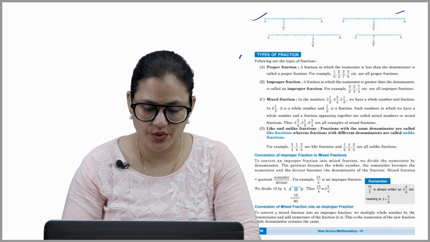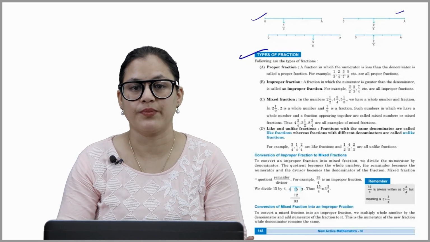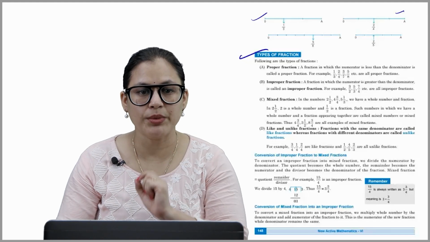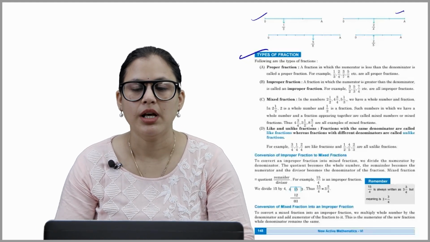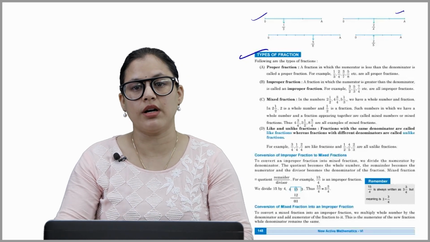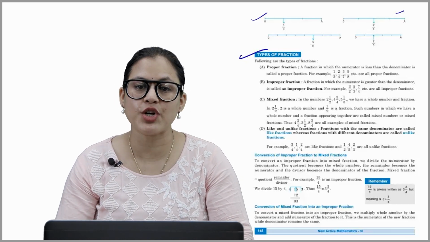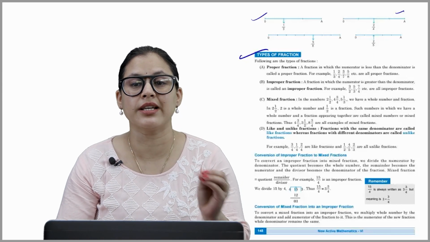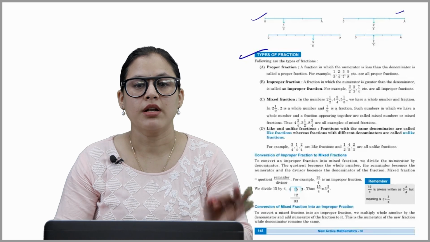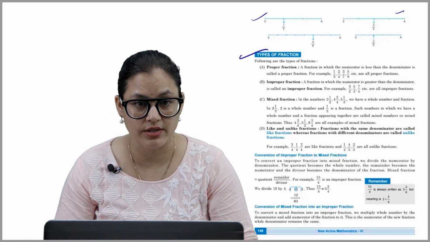Now, types of fractions. Following are the types of fractions. Number 1, proper fraction. A fraction in which the numerator is less than the denominator is called a proper fraction. For example, 1/3, 2/4, 3/7, 5/8, etc. are all proper fractions. B, improper fraction. A fraction in which the numerator is greater than the denominator is called an improper fraction. For example, 3/2, 5/3, 7/4, etc. are all improper fractions.